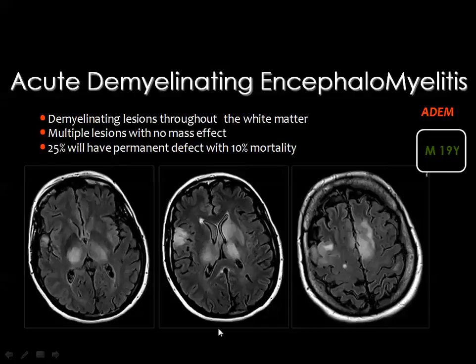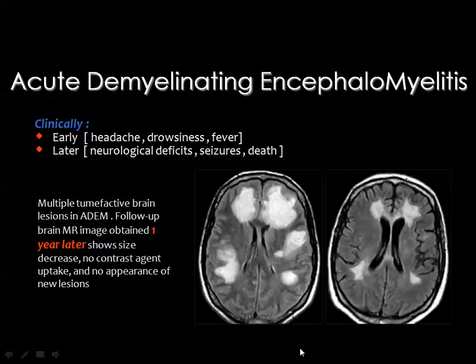In this disease, you will see multiple patches of low signal in the T1, high signal in the T2 and the FLAIR. These are FLAIR images. And you see lesions in the cortex as well as lesions in the white matter. Then patients will complain of headache, drowsiness, and fever, of course. This is very important. And later on, they will develop some neurological deficits like upper limb weakness, lower limb weakness, seizures, and the condition may end by death.